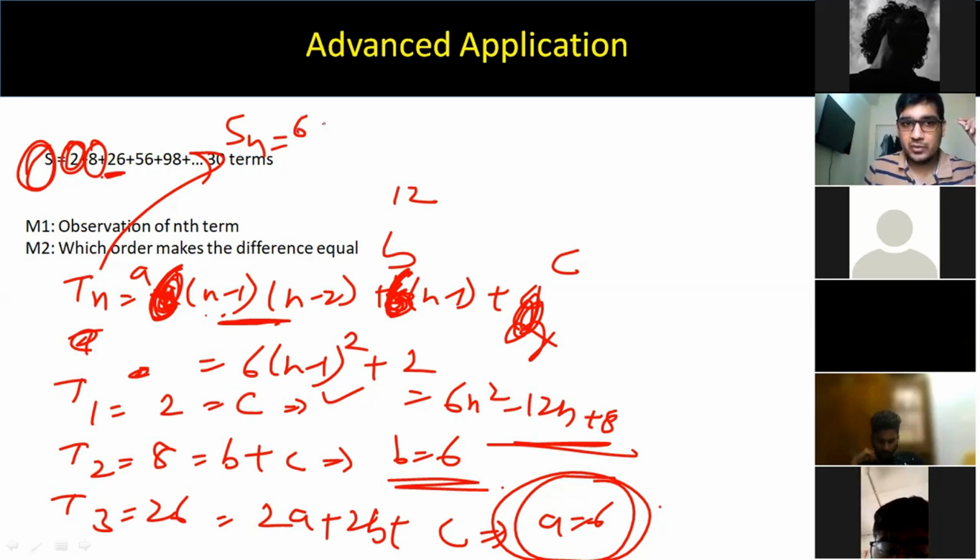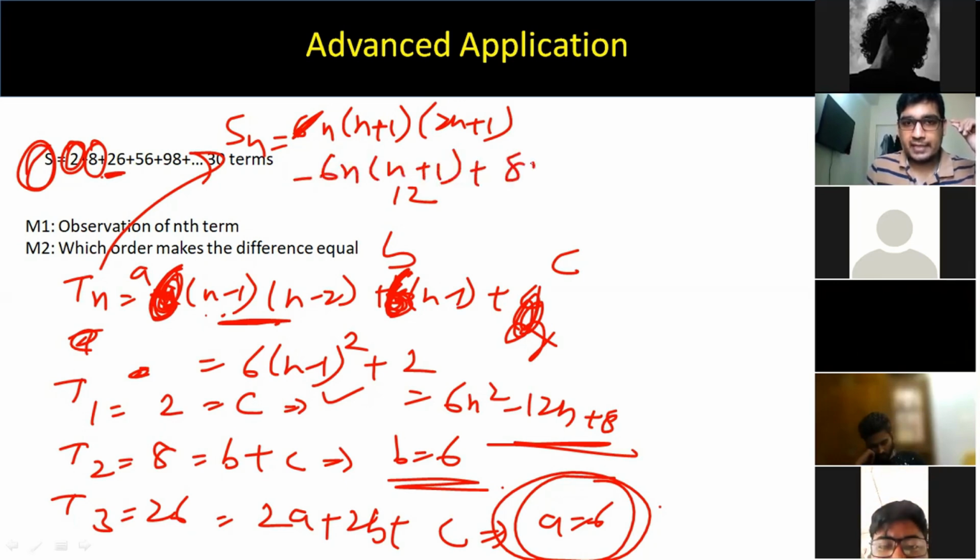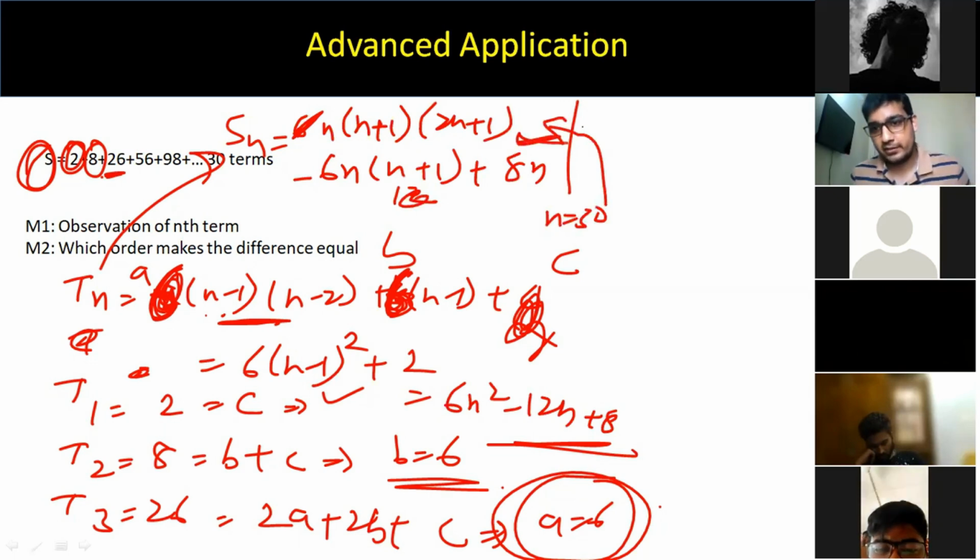6 into summation of n square. N into n plus 1 into 2n plus 1 by 6. 6 will get cancelled. Minus 6 into n plus 1 plus 8n. Now you just have to put n equals to 30 here and then get the final answer. जो भी आता है, that will be your answer. Clear? Tn निकाला, Tn के ऊपर हमने summation का formula लगा दिया and calculated it.